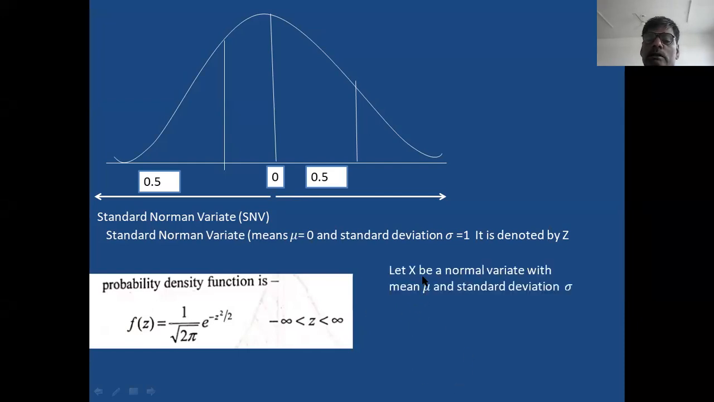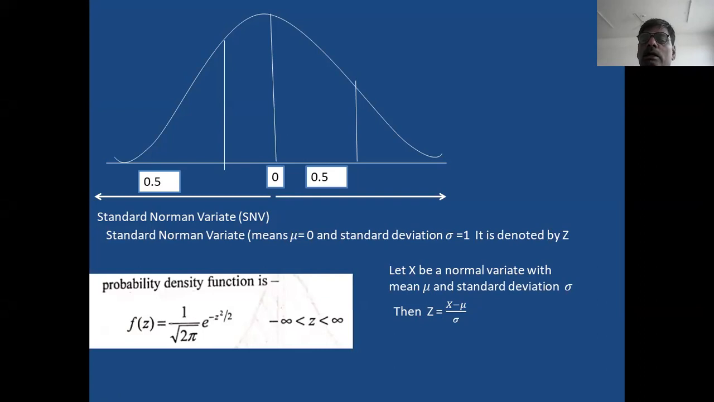Okay, so let X be the normal variate. If X is the normal variate with mean and standard deviation, then it is denoted by Z is equal to X minus mean divided by standard deviation. This is the standard normal variate equation. We use this.